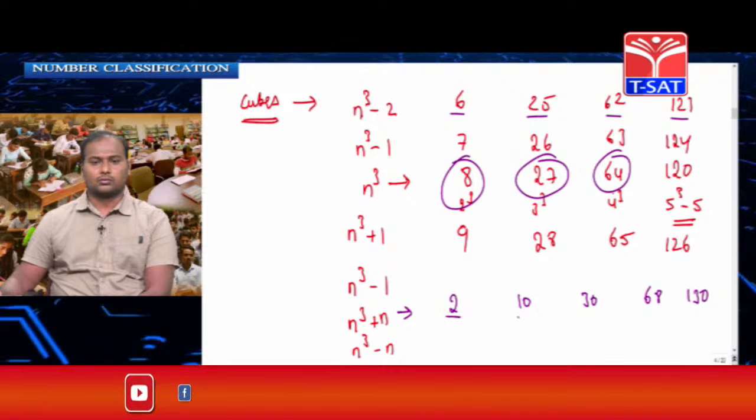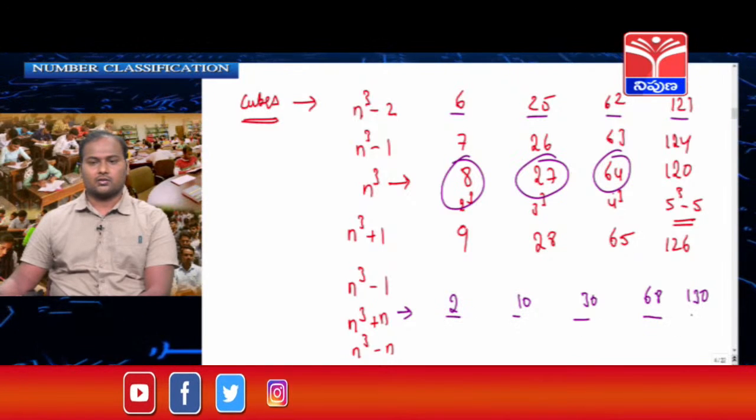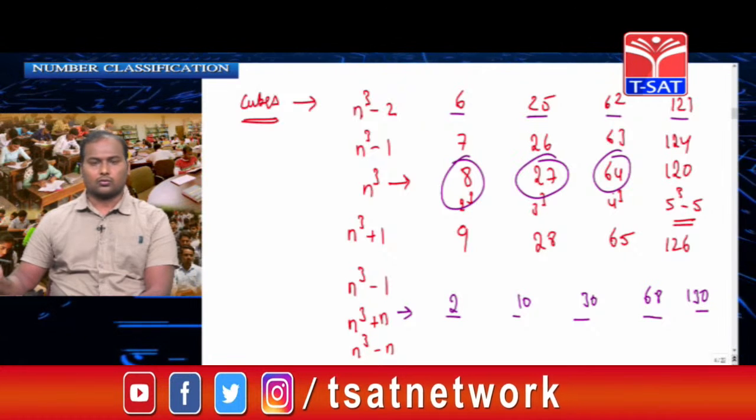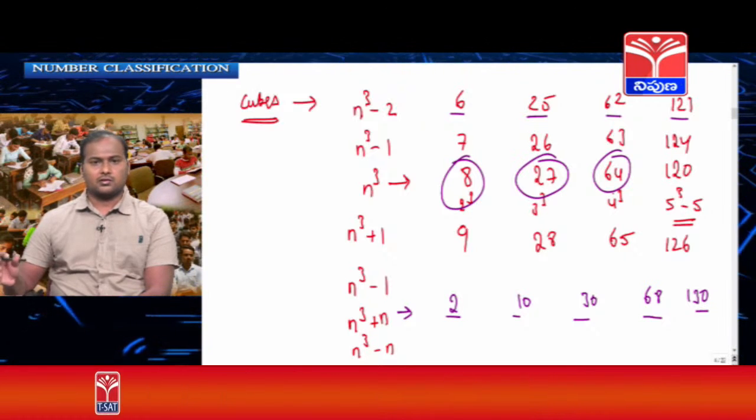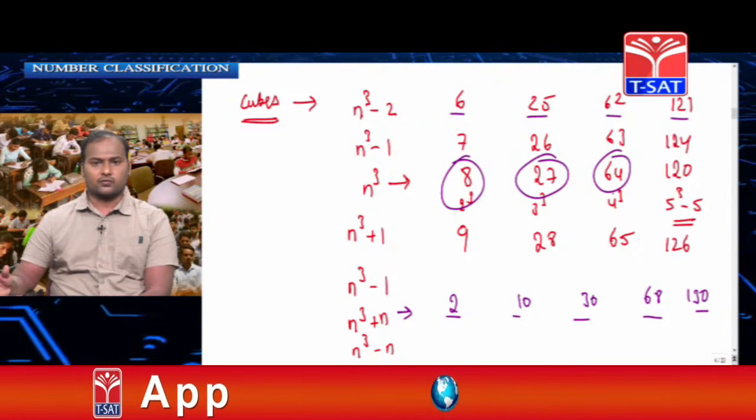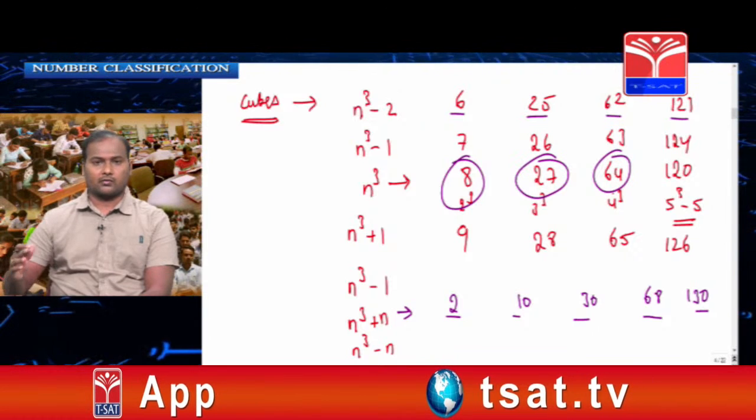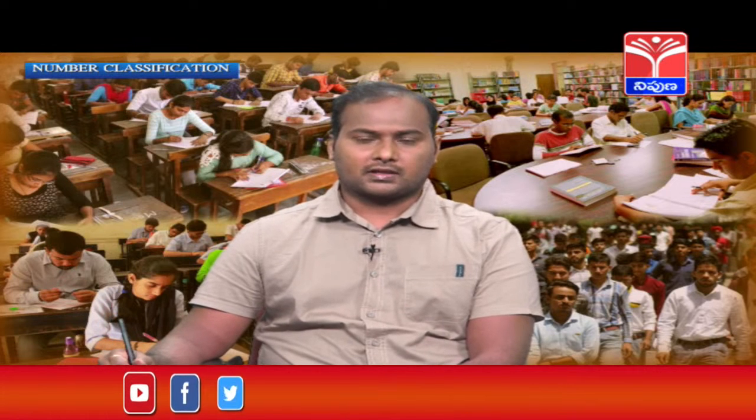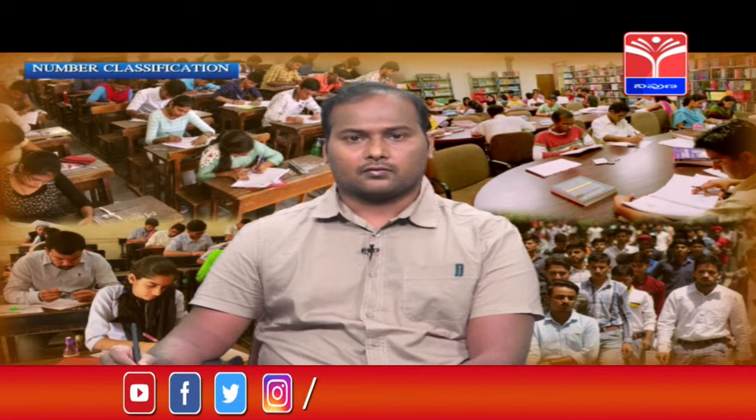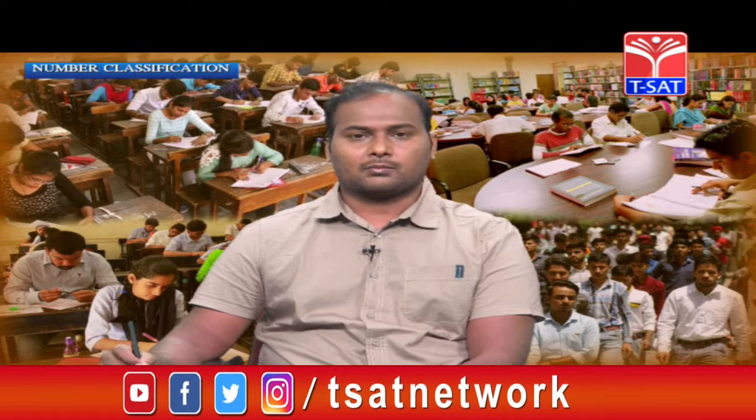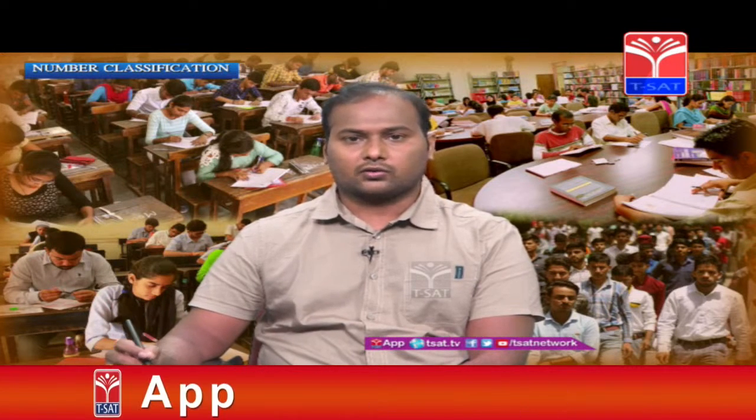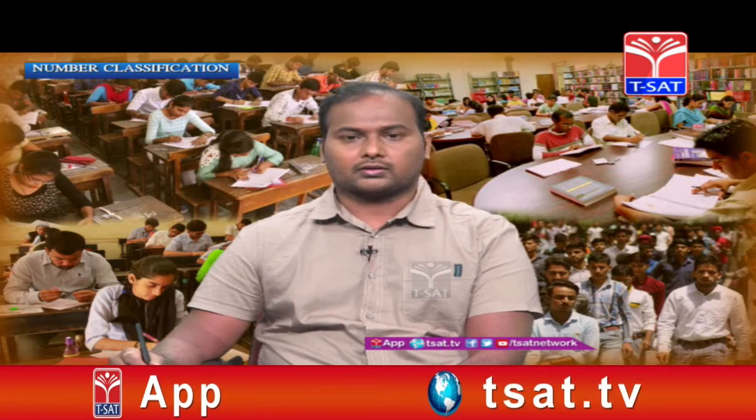Whenever you see 2, 10, 30, around 60, around 130, again 210 or 222, the moment you see this, you should get in your mind that it is in a cubes format. Check in the cubes format whether it is n cube plus 1 or plus 2 or minus 1 or minus 2, or n cube plus n format or n cube minus n format. The student has to remember the range of the numbers in case of squares and cubes. That is very, very important.